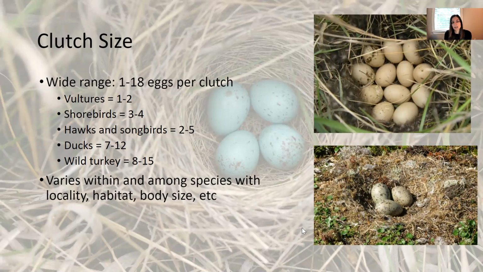There's a pretty wide range in clutch size among birds, anywhere between 1 and 18 eggs per clutch. Vultures are on the low end, wild turkey are on the high end. Across all birds, the average is like 3 to 5 eggs per clutch. For wild turkey, the average is usually about 12. And that can vary even within species based on the location, habitat, and body size. Lots of different factors can influence it, so that's why there's typically a range.